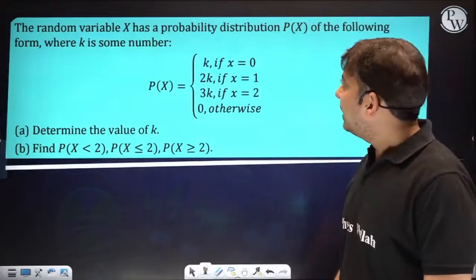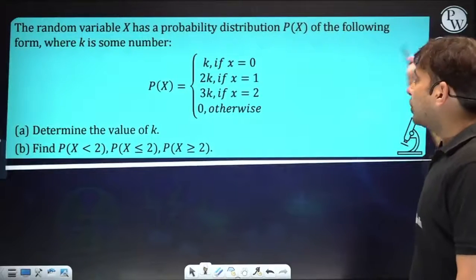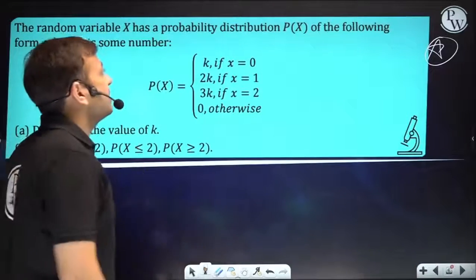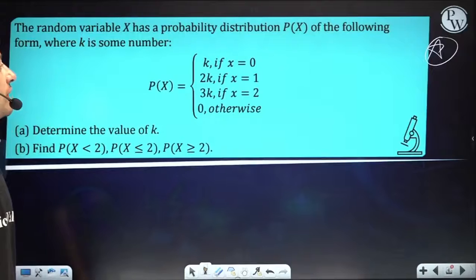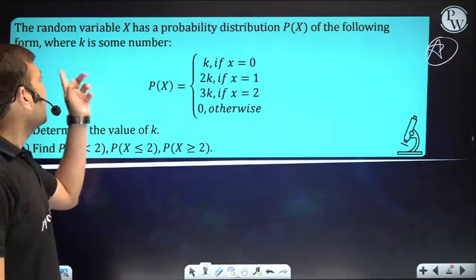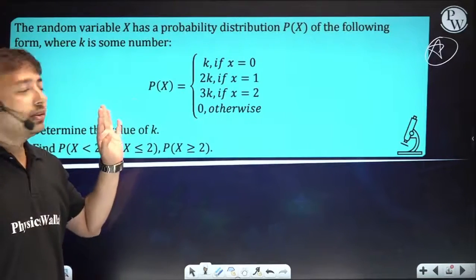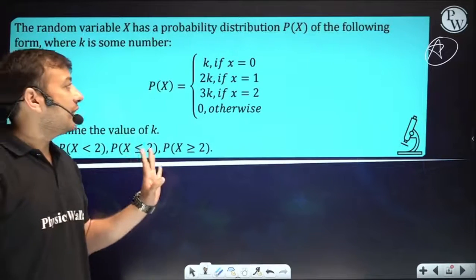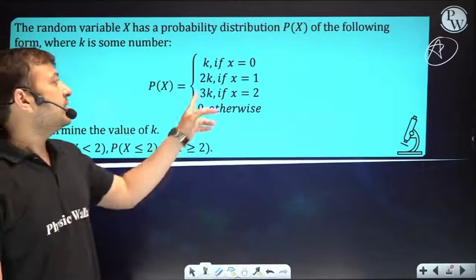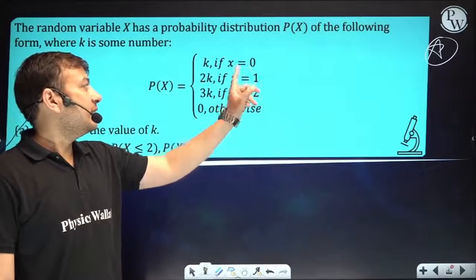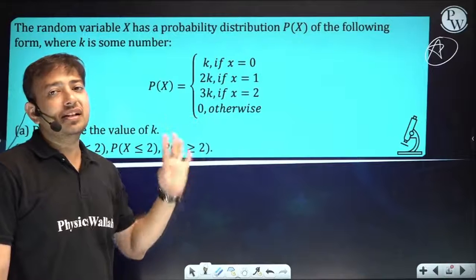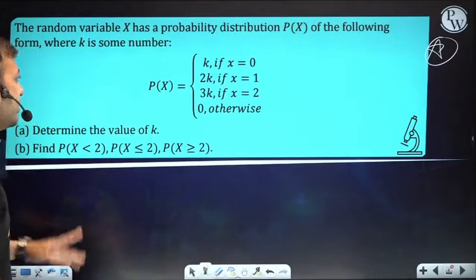A random variable X, this is an important question, a good question. A random variable X has a probability distribution P of X of the following form, where K is some number. Determine the value of K first of all. If I'm taking 0 as a value, 1 as a value, 2 as a value, then these are the values. In all other cases it is 0.